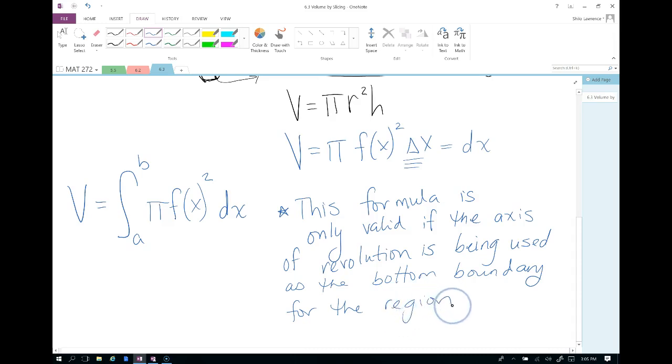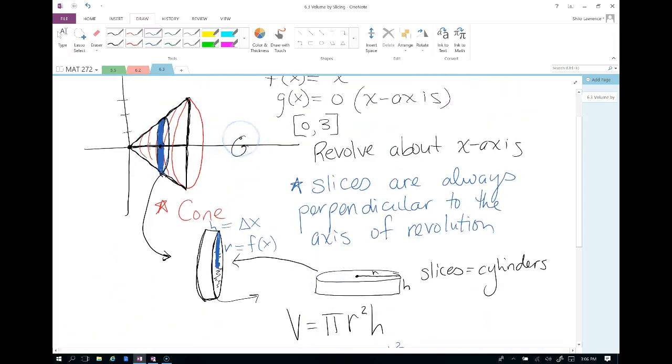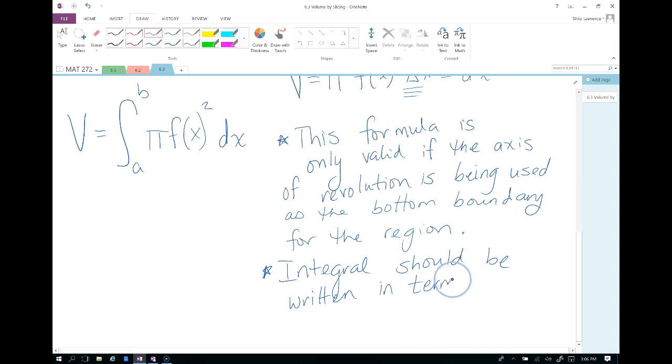One other thing that's really important for the slicing method, which we also call the disc method, since we're making all these discs, is since we are going around the x-axis, when you use the slicing method, you always are going to set your integral up in terms of the variable that matches the axis of revolution. So your integral should be written in terms of the variable that matches the axis of revolution.